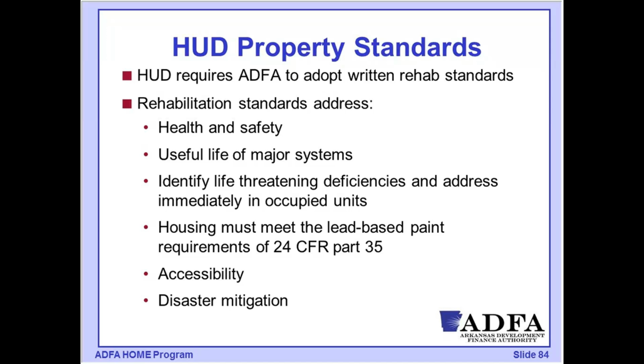HUD themselves have set this at a minimum of 5 years. So as part of your assessment, you would be determining, does the furnace appear to have a useful life remaining of 5 years or more? If not, we're going to include replacement of that component within my scope of work. So that would include all the major systems, the roof, the structure itself, plumbing, electric, HVAC, all of those systems would be assessed as part of that process of determining what's the required scope of work to bring that property up to standards, and you would be following the ADFA written rehabilitation standards.